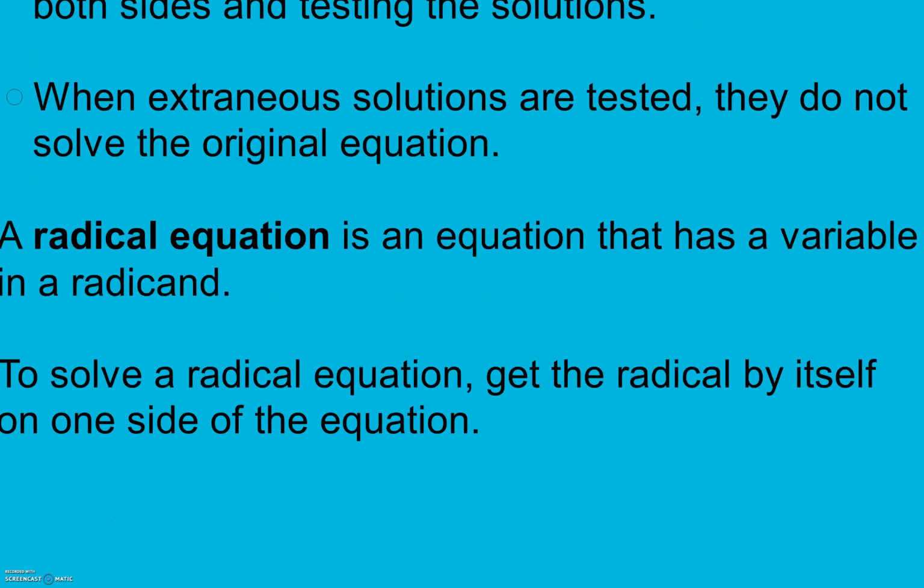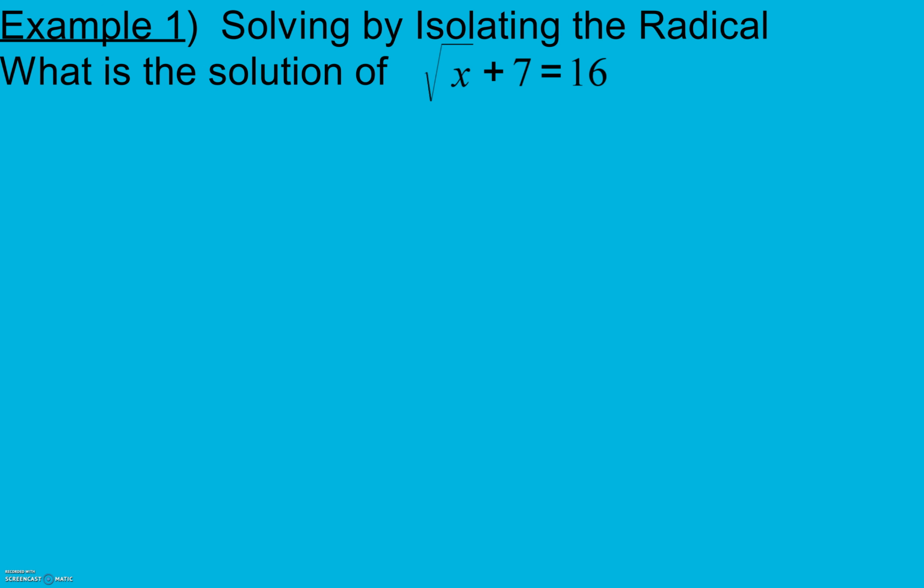A radical equation is an equation that has a variable in the radicand. To solve a radical equation, get the radical by itself on one side of the equation. In example 1 here, we're going to be solving by isolating the radical. So to find our solution here, I'm going to try and get my radical alone.